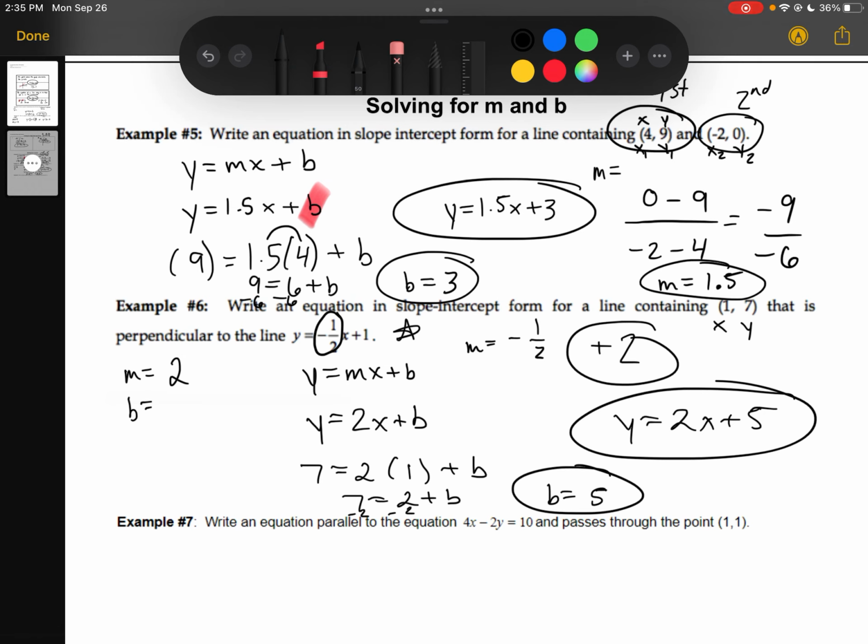All right, so that is slope-intercept form for today. Hopefully our video here helped you out. You are ready for the questions. I'll see you in a moment.